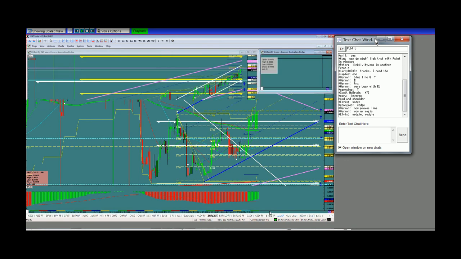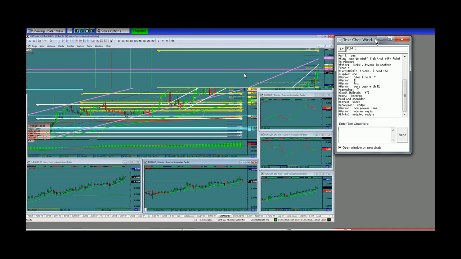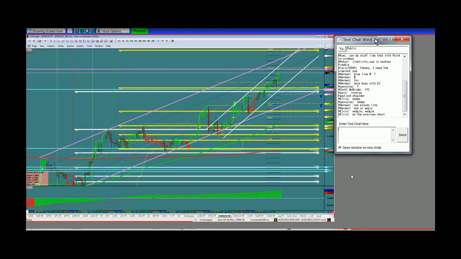All right, continuing on. Euro Aussie went to target. Daggone it. I wonder if they knew what the line was. What do you think? Daggone, that Scotty's so stinking lucky.